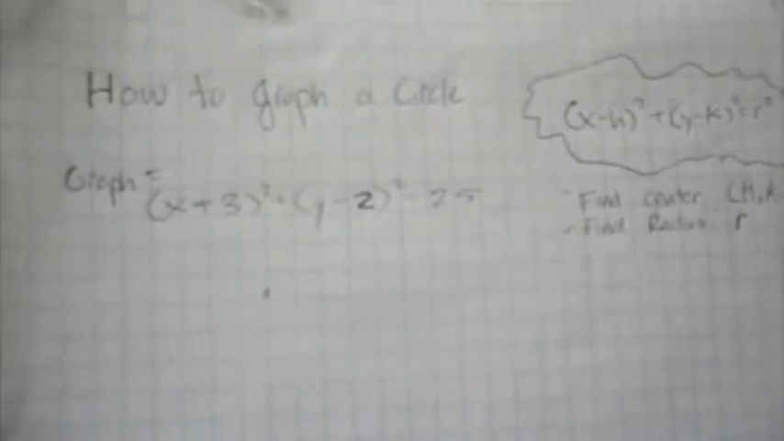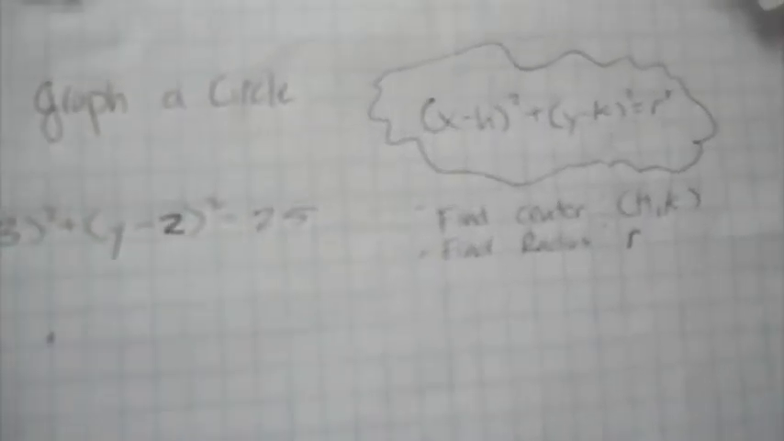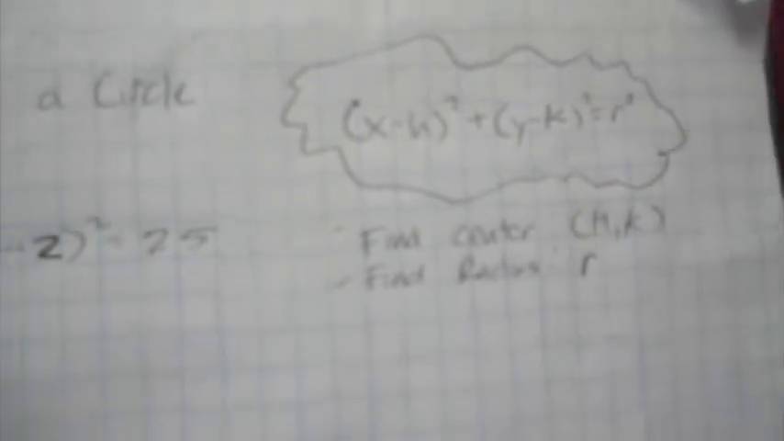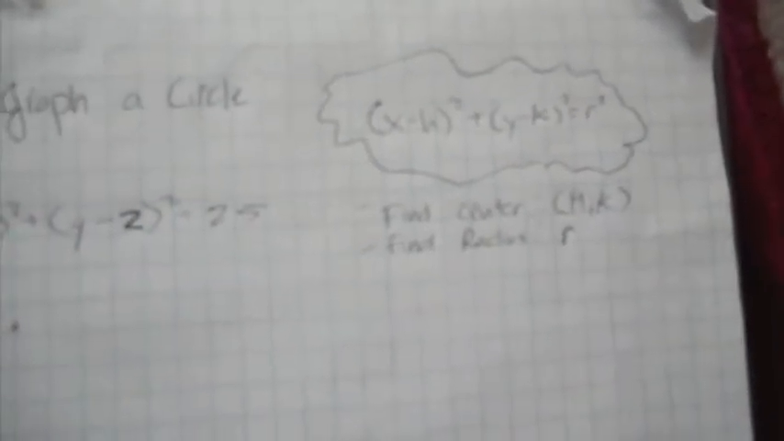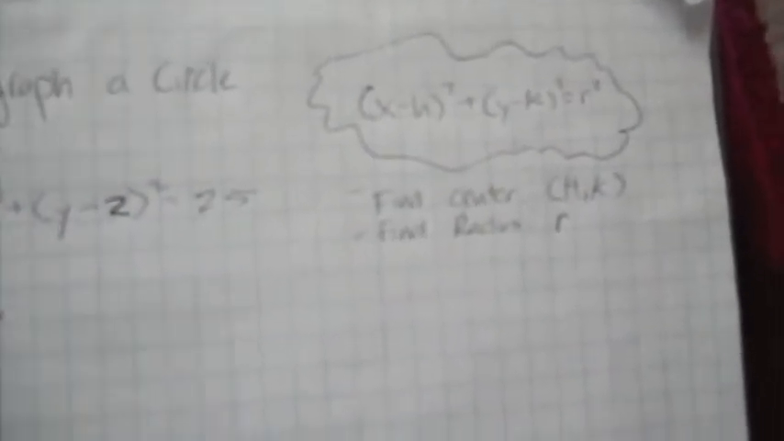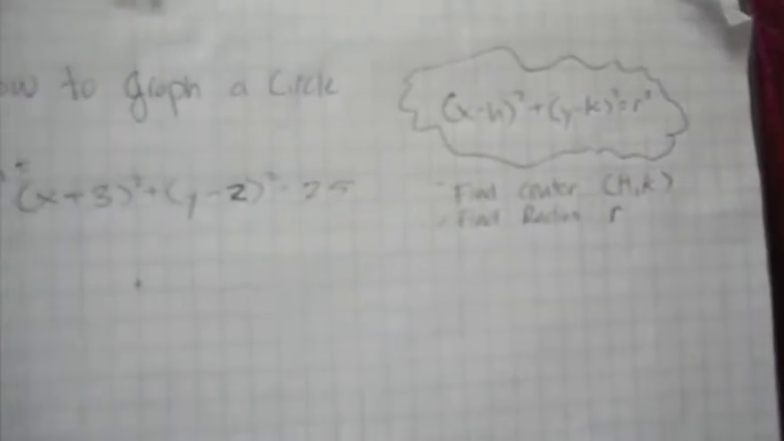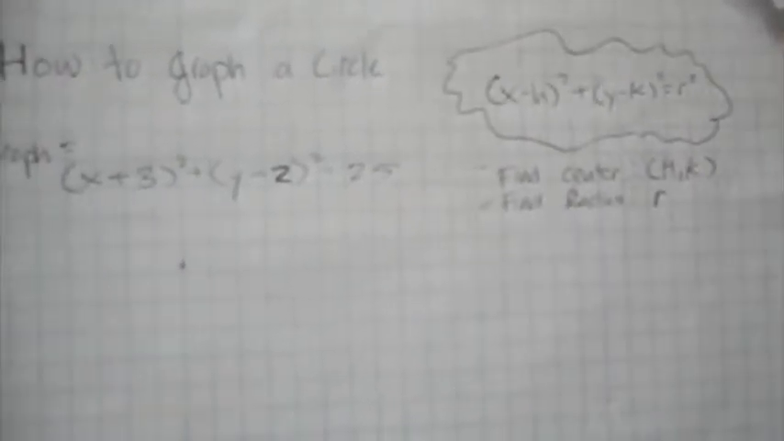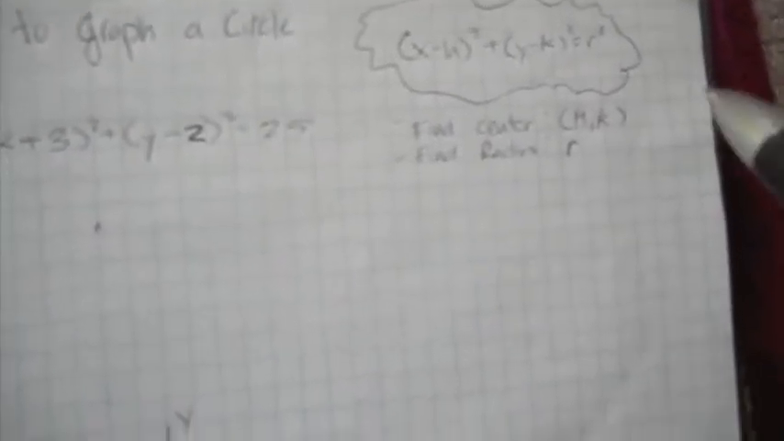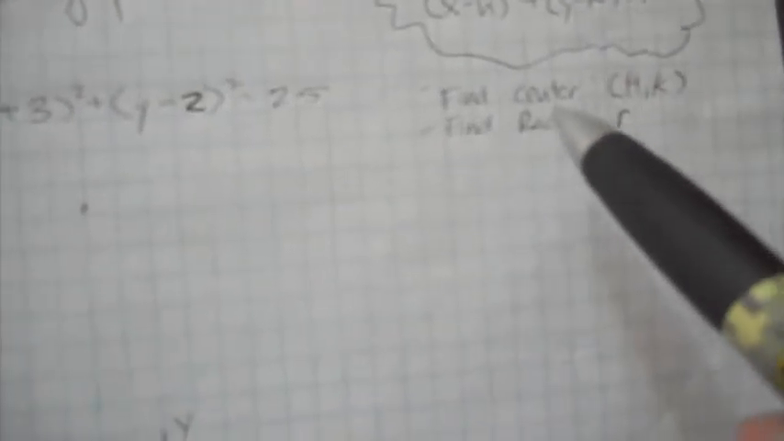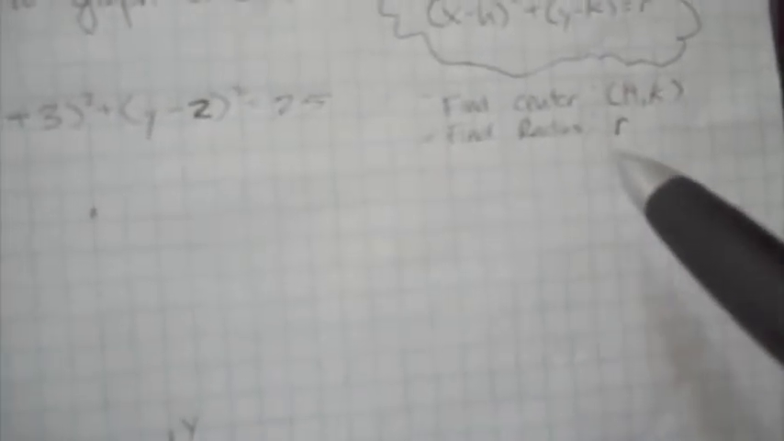Okay, so this is how to graph a circle. The equation for a circle is (x minus h) squared plus (y minus k) squared equals r squared. And there are two things you need to find in order to graph a circle. One, listed right here, is the center, and the second is the radius.